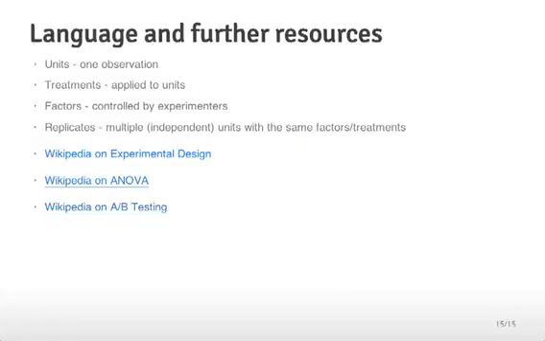So a little bit about the language for ANOVA. A unit is one observation in ANOVA. You often hear the word unit used in ANOVA. The treatments are the different conditions that the experimenter applies to the different units in the study. The factors are what are controlled by experimenters. So these are the conditions that maybe are not necessarily of interest. They might be technical conditions that are just being controlled by the experimenters but aren't necessarily part of what's being tested for interest. And then replicates are multiple, usually independent units with the same factors and treatments.